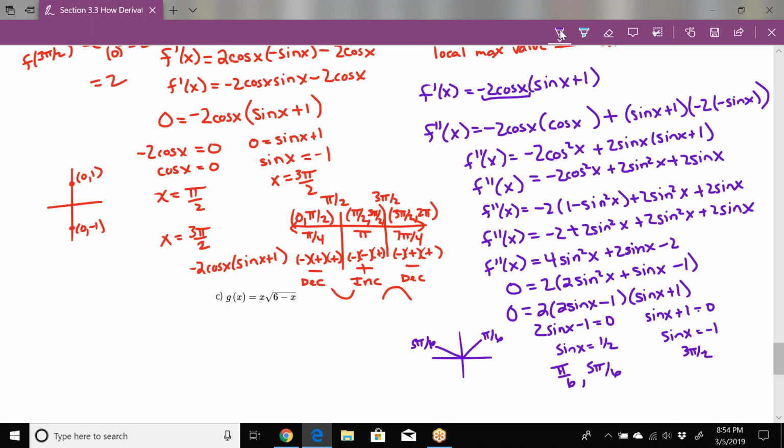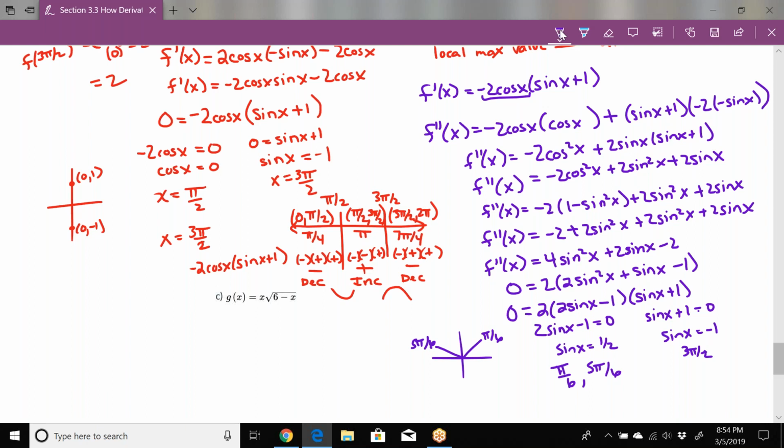We ended up taking the second derivative, we set each part equal to 0, we solved, and these are what we call the possible points of inflection. Now notice I say possible points of inflection because this one right here should not be a point of inflection because it was already defined as a maximum. It was a local maximum here.